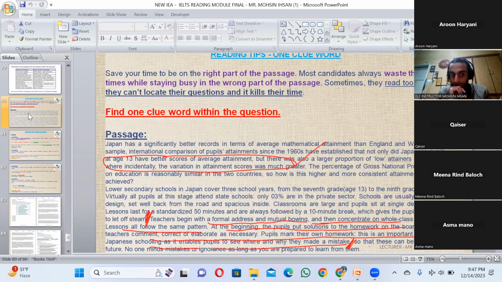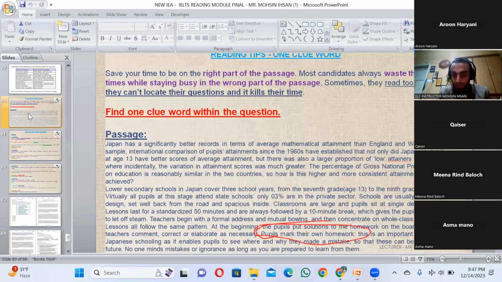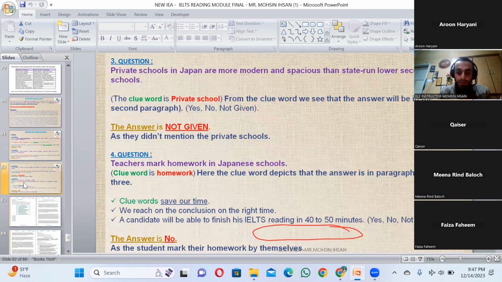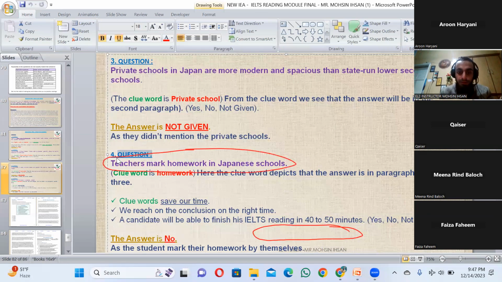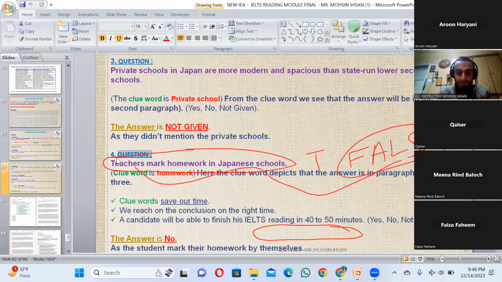बताएं, ये क्या लिखा है? ये क्या है? What's this? Pupils mark their own homework. और यहाँ पे क्या है? Here, teacher. हाँ, तो क्या हुआ? ट्रू हुआ? What does pupils mean, sir? Because I don't know the meaning of students, pupils. Pupils means students. तो आंसर क्या हुआ? It means wrong, sir.